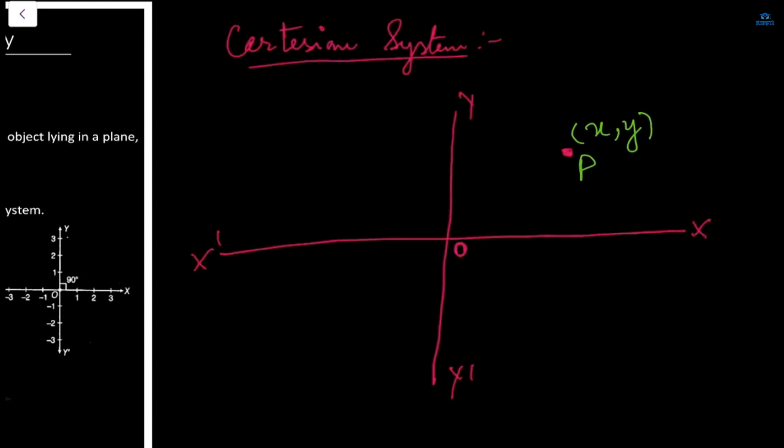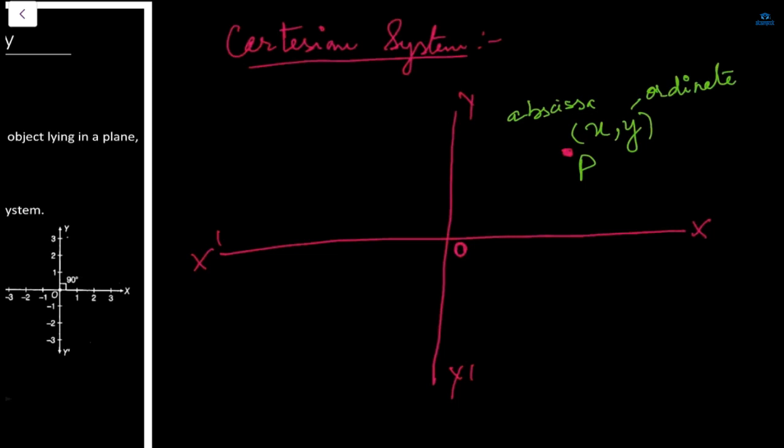So this x is called the abscissa, and this one is called the ordinate. Remember this. Sometimes in your question it can be written as abscissa and ordinate. It rarely happens, but it can be written that way. So you should know what is abscissa and what is ordinate. And what is an x point?